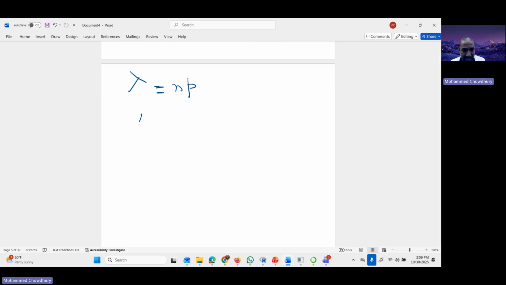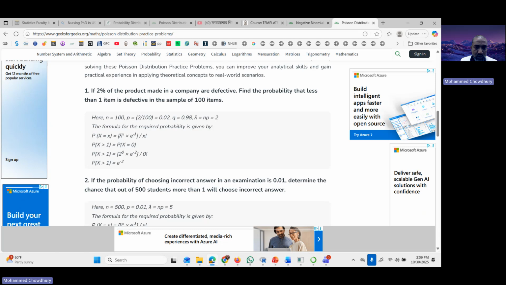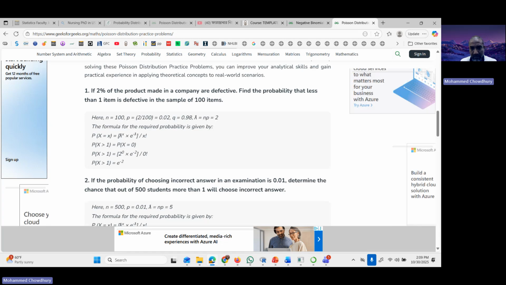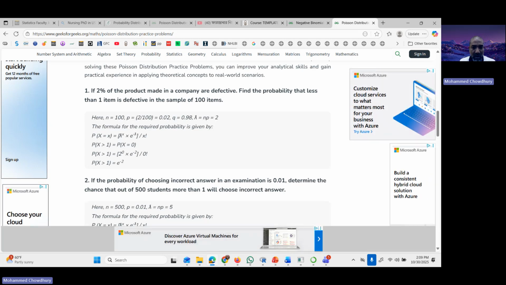They have given n equal to 100 and p equal to 0.02. Now, in order to get the lambda, you have to use np. If you use np, then you are getting 2 here. This is what the lambda is. Now, the formula to find the probability that less than one item is defective.